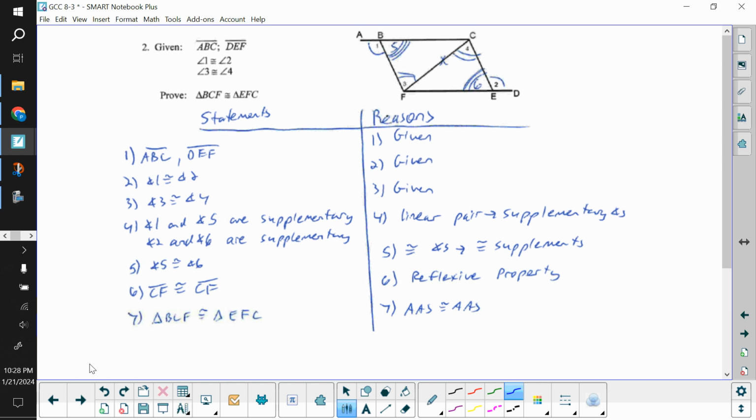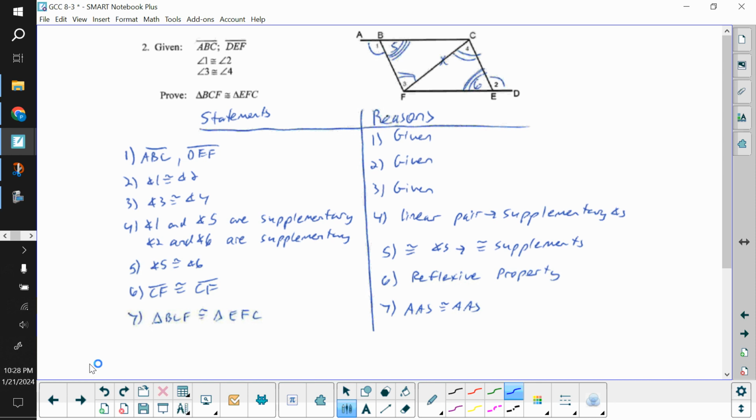I chose to number those inside ones 5 and 6 because they were the first numbers we hadn't used yet. So in my picture, I have angle 1 and angle 5 are supplementary, angle 2 and angle 6 are supplementary. Depending how you named yours in your picture, it could be slightly different numbers. And then automatically after that, we follow with congruent angles implies congruent supplements. That would give us our angles inside the triangles now congruent, angle 5 congruent to angle 6.